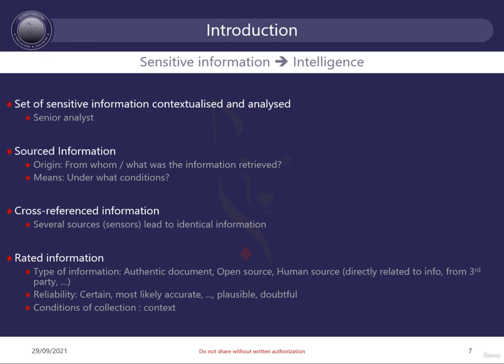Let us now turn to the link between sensitive information and intelligence. Intelligence is a collection of sensitive information that has been contextualized and analyzed. It is therefore often necessary for someone with expertise in a particular field to perform this analysis. To constitute intelligence, information must be sourced. In extenso, it must be possible to clearly indicate how the information was obtained and by what means, to verify its veracity. The information must also be cross-checked with several corroborating sources. Finally, the information is rated according to several parameters such as the quality of the information itself, its authenticity, and the conditions under which it was collected.